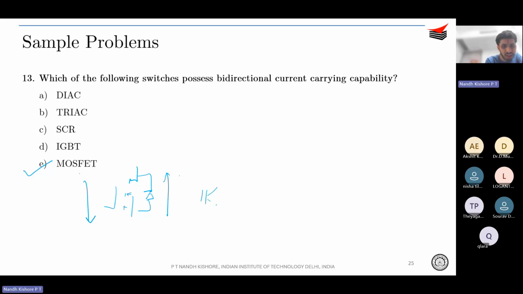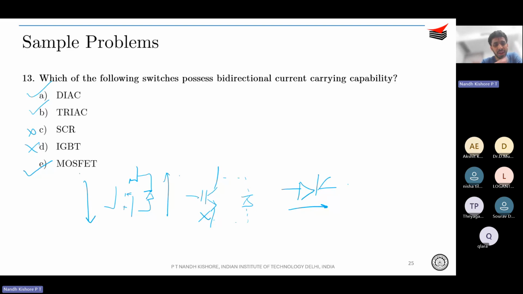Unless you externally put an antiparallel diode, it cannot conduct, right? You have to have this antiparallel diode, only then it can conduct. So IGBT cannot, SCR cannot conduct bidirectional current, right? It can only conduct current in one direction. But triac and diac can conduct current in both directions.